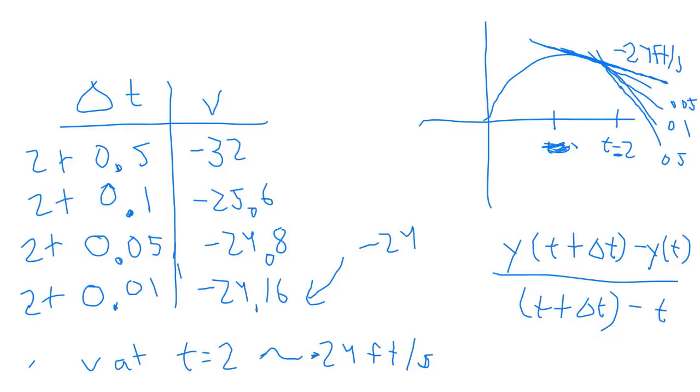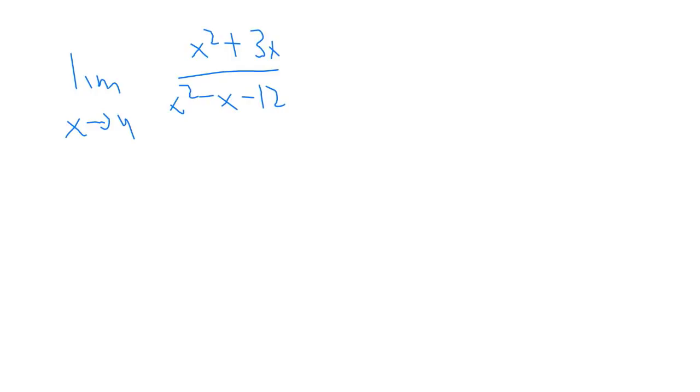So that's that problem, and then I'm just going to move on to the limits. That might be easier to write at least. These are limit problems, so you'll practice doing these, and you're not allowed to use L'Hopital's rule. The first question is the limit as x approaches 4 of x squared plus 3x over x squared minus x minus 12.